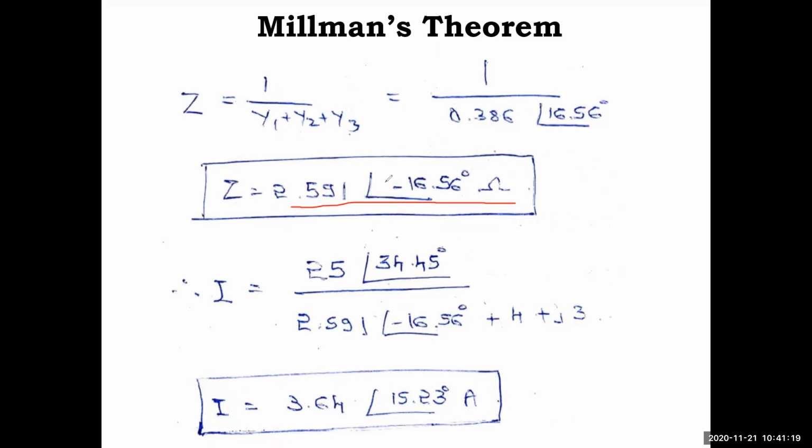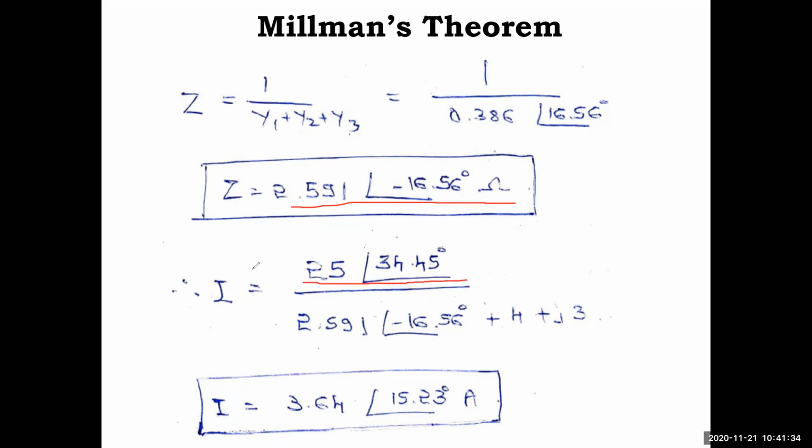Okay. And this is just the ratio 1 by 3.6, it will give the same. The calculator will also compute it the same way. Clear? Okay. Now finally you have to find the current I, which is nothing but E. The E value is 25 at an angle 34.45.